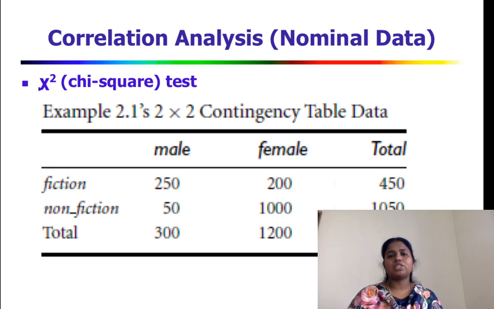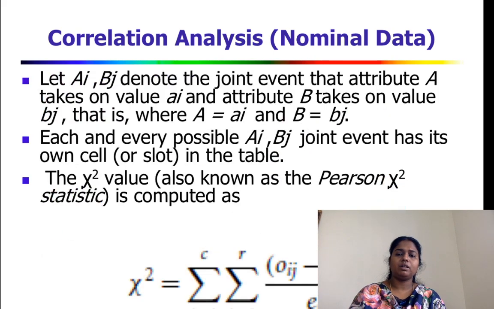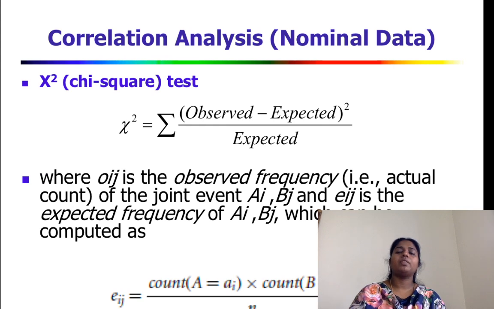You will not be asked to explain the chi-square test, or to solve and find out the correlation between two different attributes, but you can just know what correlation analysis is. So in that aspect, this is a table, and for the table I can find the difference between the observed and the expected value.